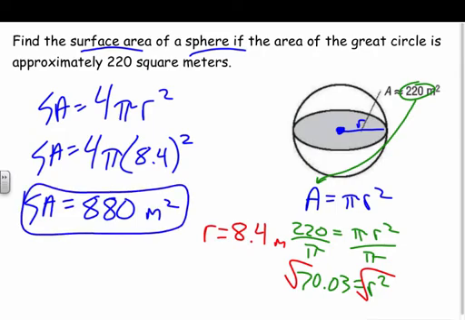Okay, so just using the information that they're given, we just needed the radius. How can I find the radius when given the area of the great circle?